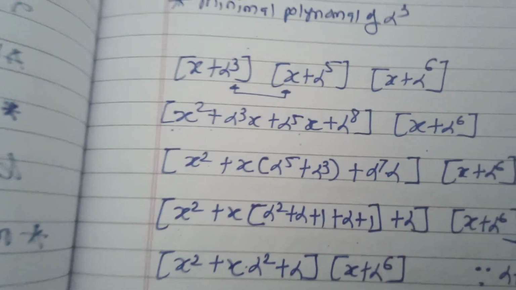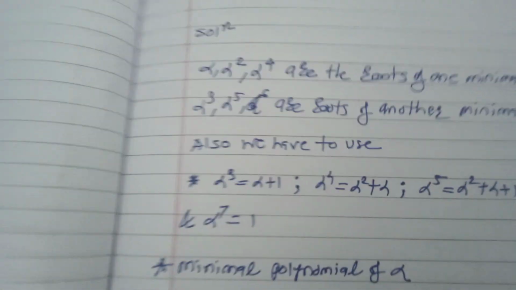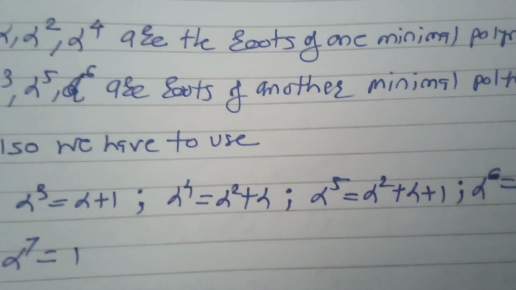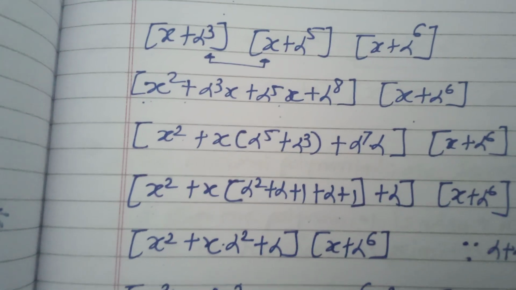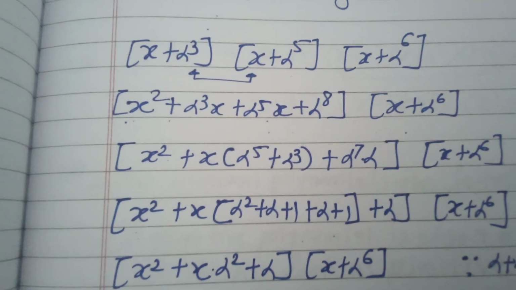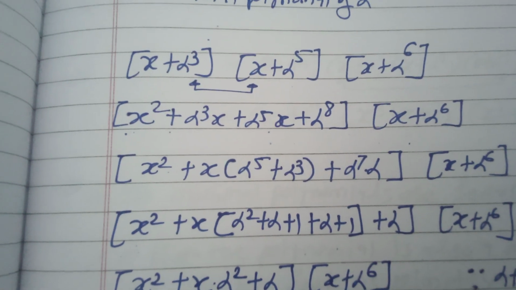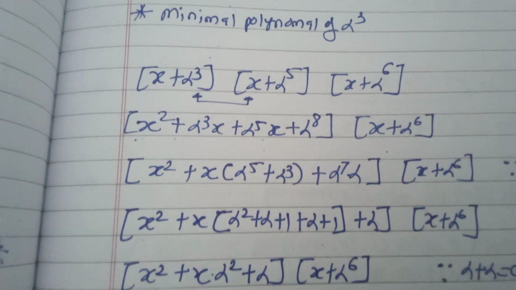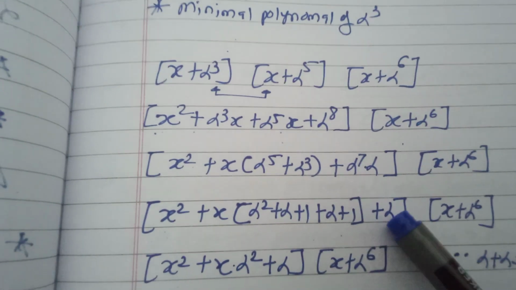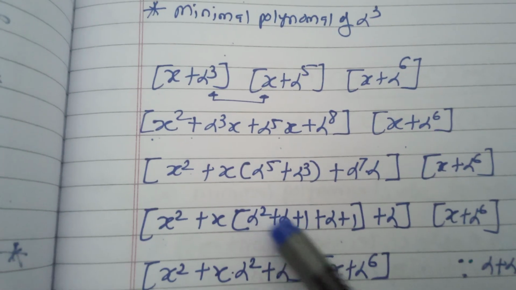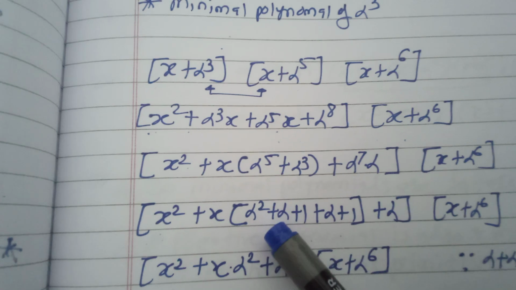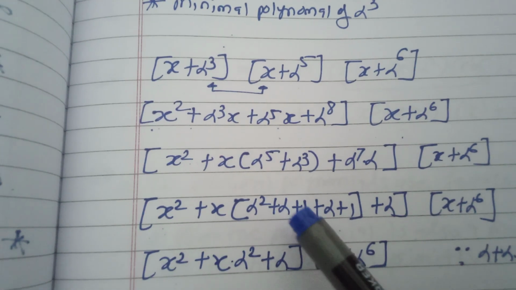Alpha raised to 5 is equal to alpha square plus alpha plus 1. So alpha square plus alpha plus 1, alpha cube is alpha plus 1, then alpha raised to 7 is 1, so that is alpha. So this table also you need to know to find the minimal polynomials.